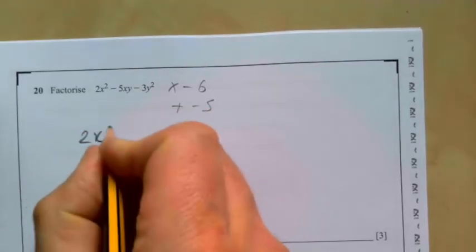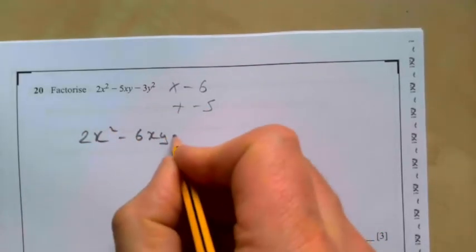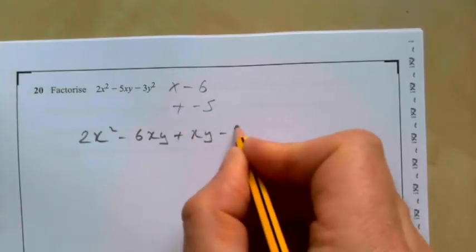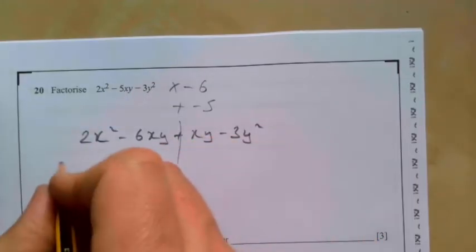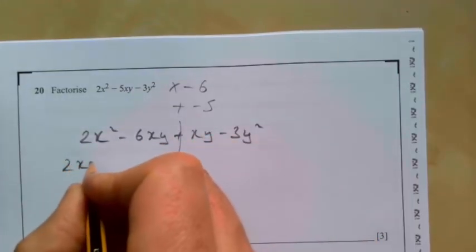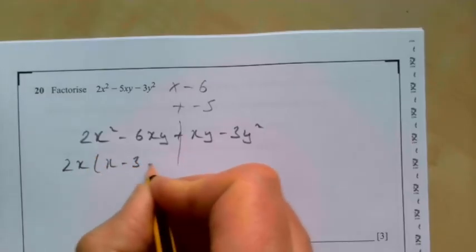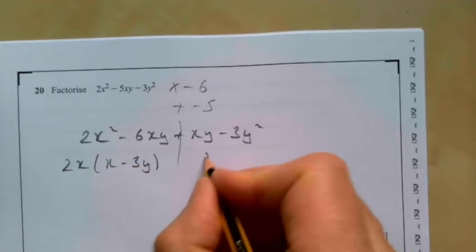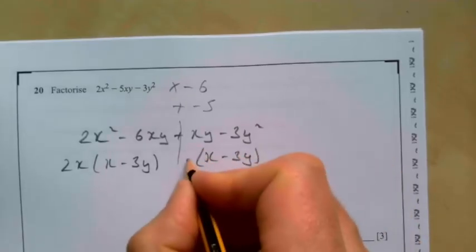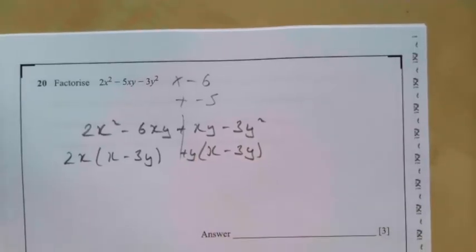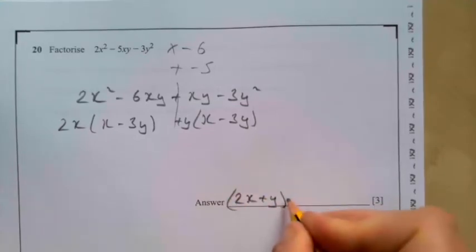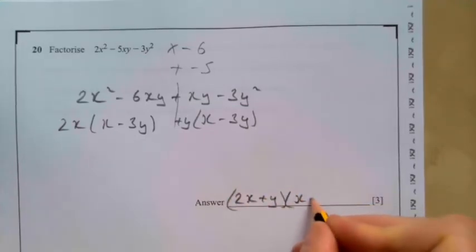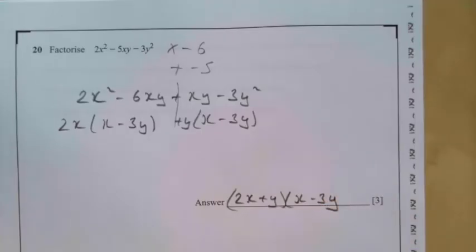So it's going to be 2x squared minus 6xy plus xy minus 3y squared. If we then factorise this bit here, 2x upon x minus 3y, and then that has to be x minus 3y, and obviously then x minus 3y, then again plus a y. So I think we're there. So it's 2x plus y upon x minus 3y.